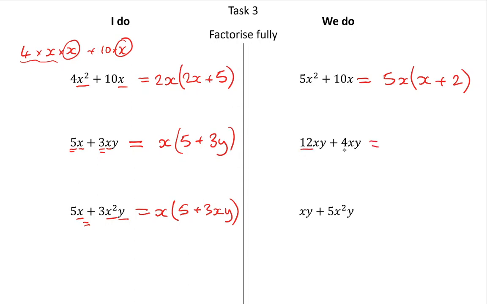This one, highest common factor of 4 and 12. 4, 8, 12. 12 is 3 times 4, so 4 is a factor. Let's look at those letters. We've got x and y on both sides, so we can take both x and y outside. So we've got 4xy times what? 3 makes 12xy. And 4xy times, well, 1 makes 4xy. So that would be 4xy times 3 plus 1.